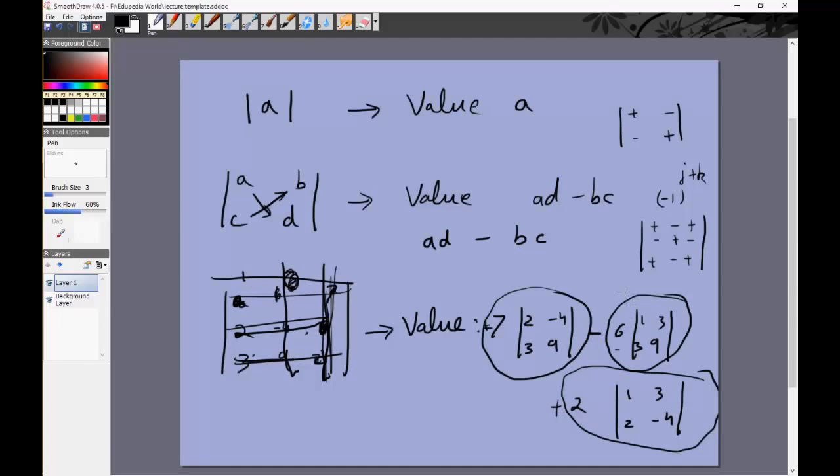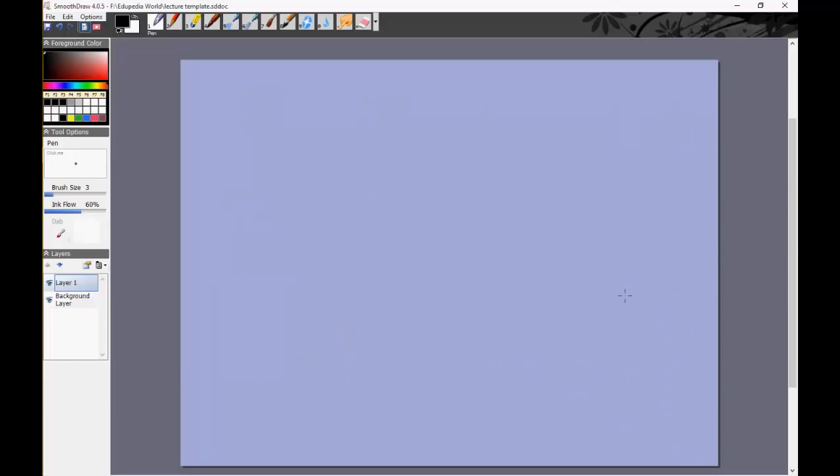Right? Now let's try to make it a little bit more formal and try to put it in terms of formulas. So before that, I'd like to define a few quantities. The first term is the minor.